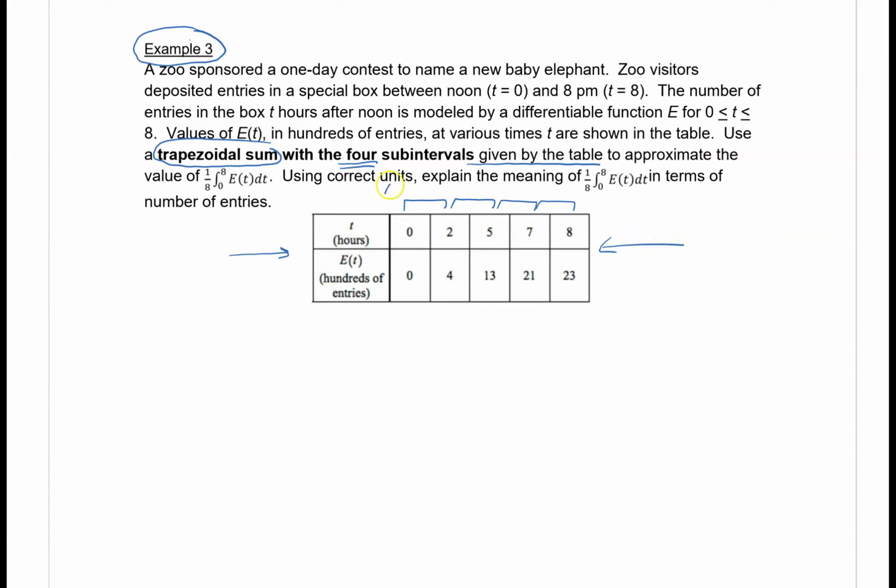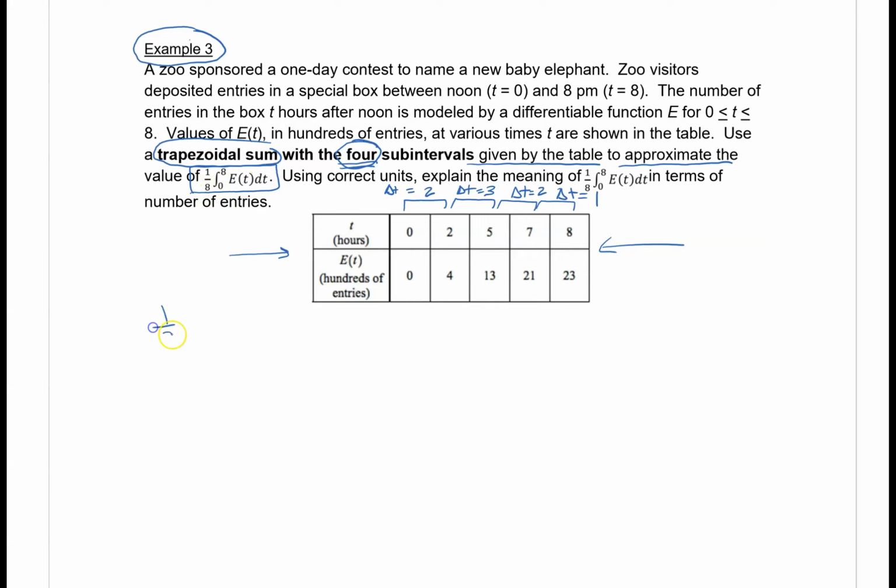So right here I can find my change in time again was 2, which is my height of the trapezoid. Here it's 3. Between 5 and 7 it's 2. Between 7 and 8 it's 1. So I have varying distances between my time values, which means that each of my trapezoids are going to have varying widths, varying heights. So instead of using the formula for a trapezoidal sum like our book gives us, we're going to just think about what we're doing, which is finding the areas of 4 separate trapezoids and just adding them together. Now it says to use that trapezoid sum to approximate the value of this integral right here.